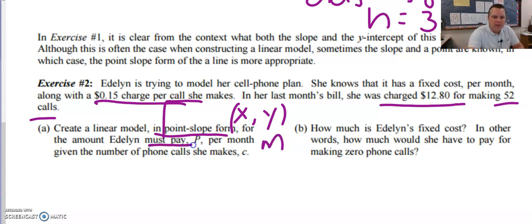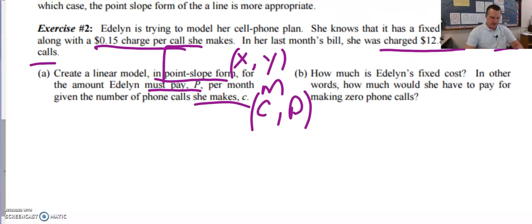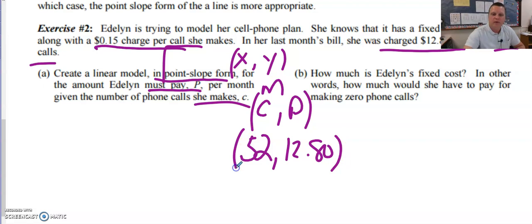So Adelyn must pay P, and the given number of phone calls she makes is C. So be very careful of this. Number of phone calls she makes, C, is going to represent your X. So it's going to be C and P, with P representing how much she must pay. When you go back and look at the information they gave you, she was charged $12.80 for making 52 calls. So the C is 52 and the P is $12.80. And therefore the 0.15 is your slope.